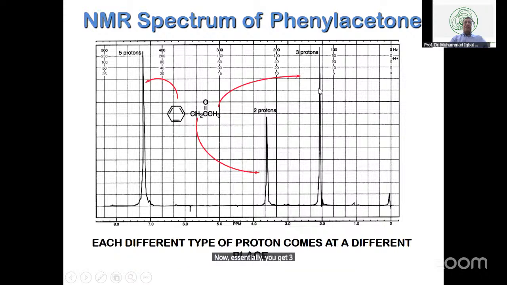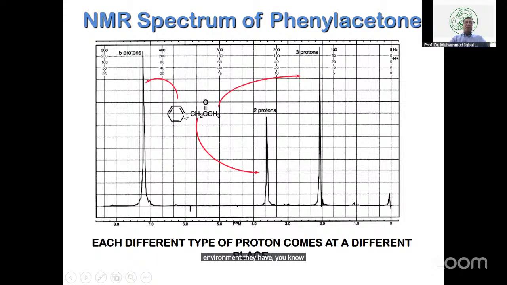Now, essentially, you get 3 different types of information. Integration will tell you how many protons of each type: CH3, 3, a stronger signal, I mean, more integration; CH2, relatively smaller; and these 5 protons much larger than 3. And this chemical shift is the second piece of information, which tells you about what kind of environment they have.